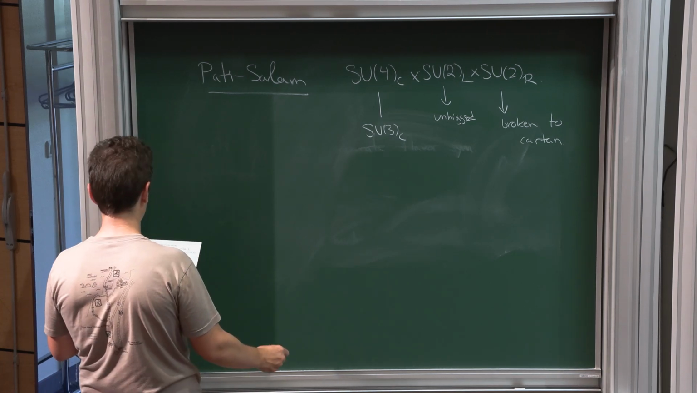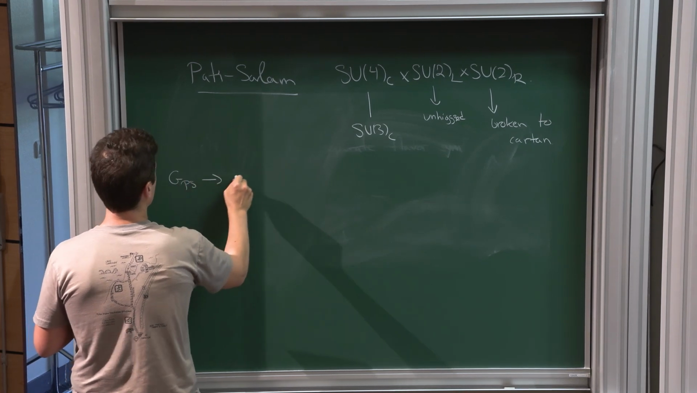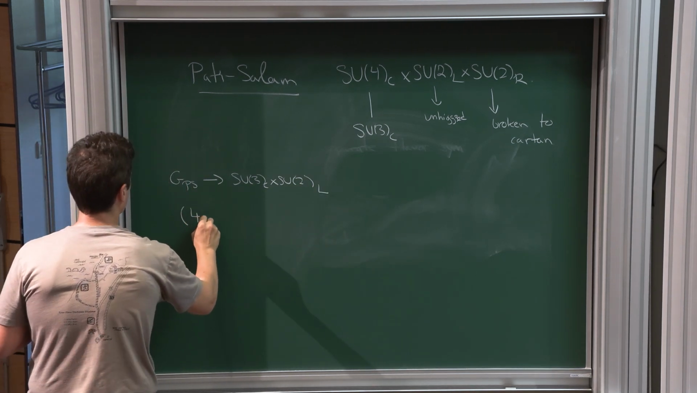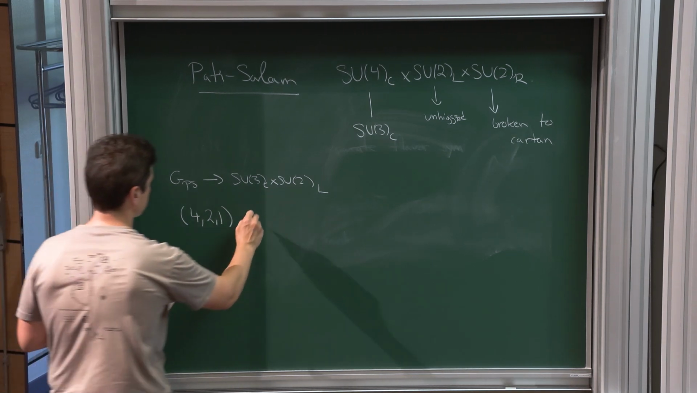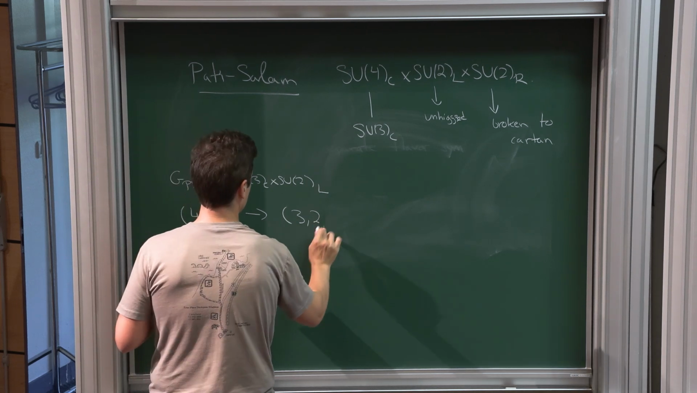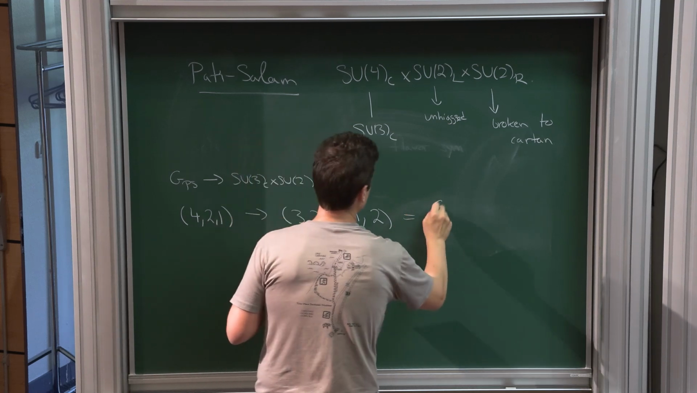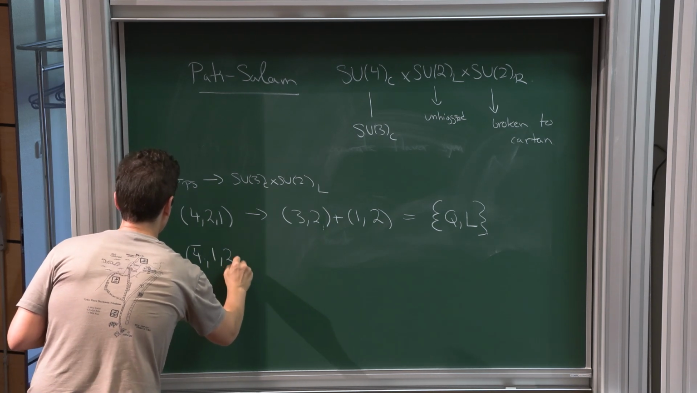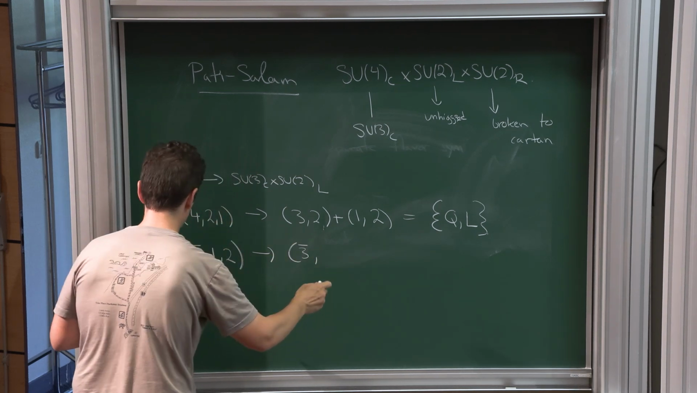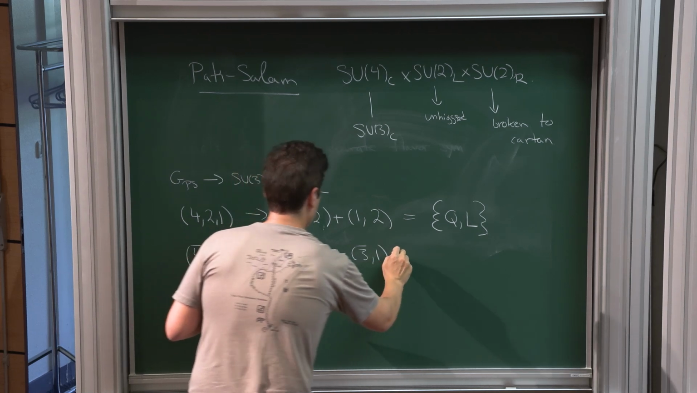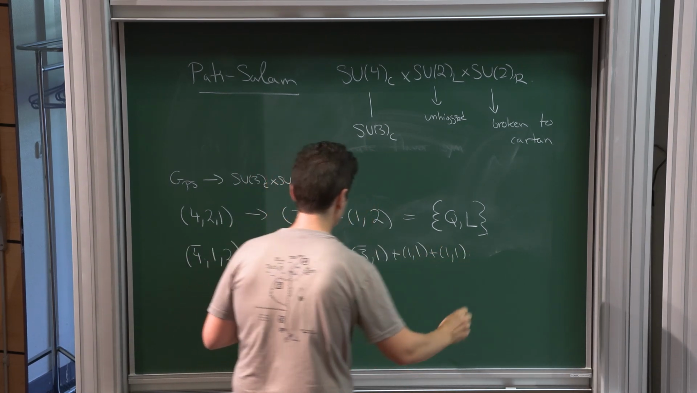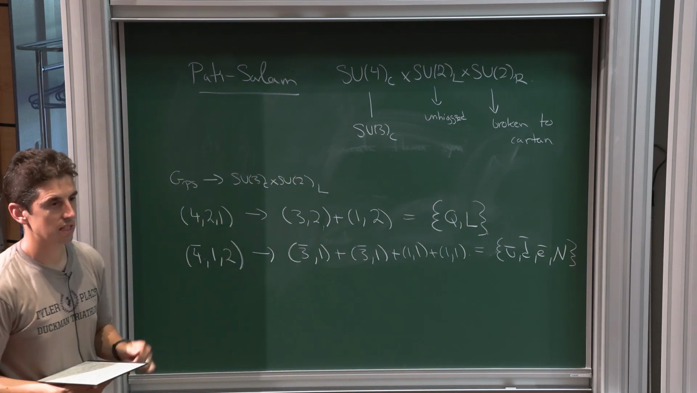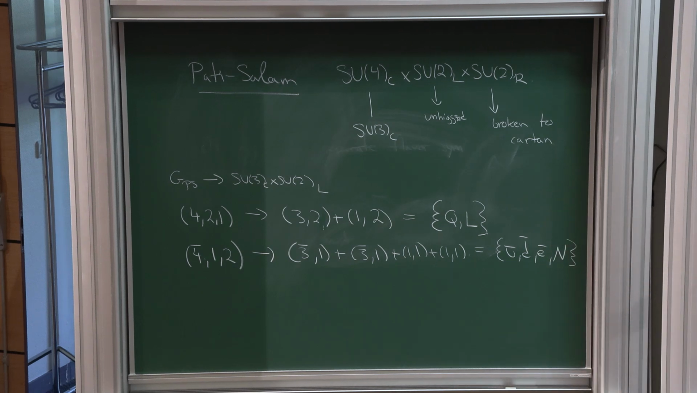OK, so if we look at this G Pati-Salam that I wrote there going to SU3 color times SU2, left, you have the following: 4, 2, 1. This easily goes to 3, 2 plus 1, 2, which is QL. And 4 bar, 1, 2 goes to 3 bar, 1 plus 3 bar, 1 plus 1, 1 plus 1, 1, which is U bar, D bar, E bar, and we could say N. So that's another pattern that we hadn't realized yet, another entry in this table.